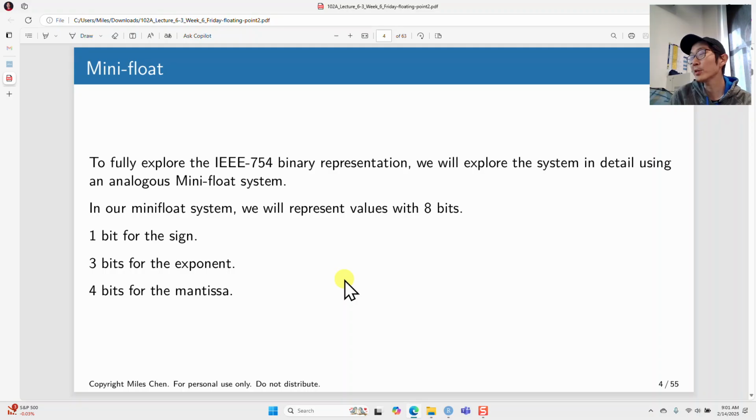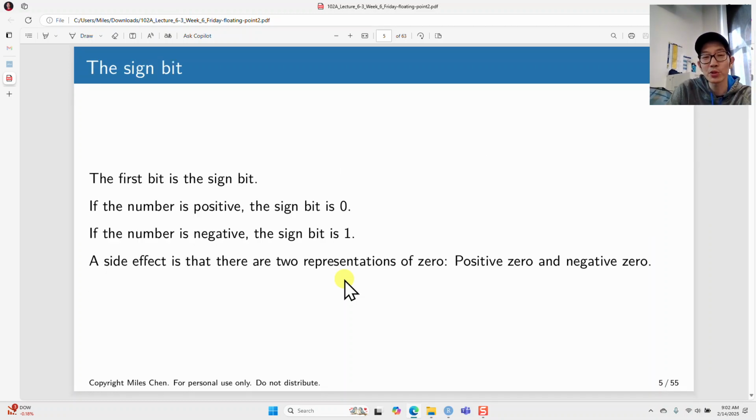Now, to learn about the floating point system, we are going to explore this using a miniature version of the floating point system. In this system, we will have only 8 bits, so not very many numbers we can represent. We're going to allocate them with 1 bit for the sign, 3 bits for the exponent, and 4 bits for the mantissa. When we have 3 bits for the exponent, that means I can represent a total of 8 unique values. Oh, sorry, the sign bit: 0 if it's positive, 1 if it's negative.